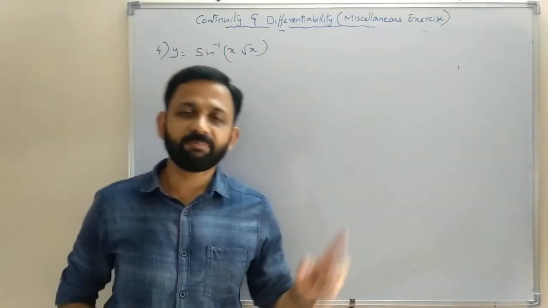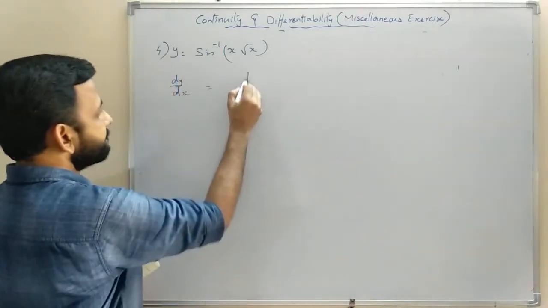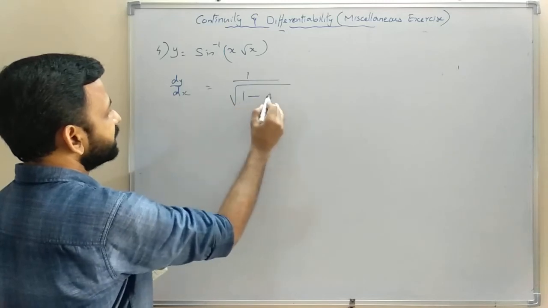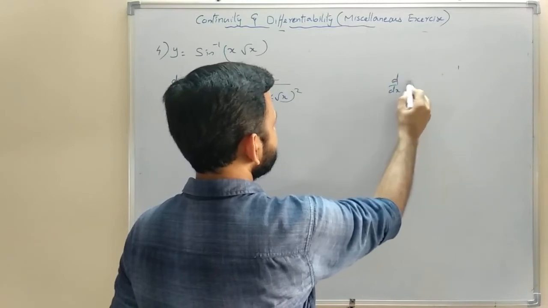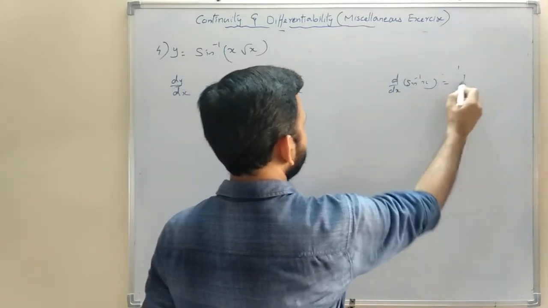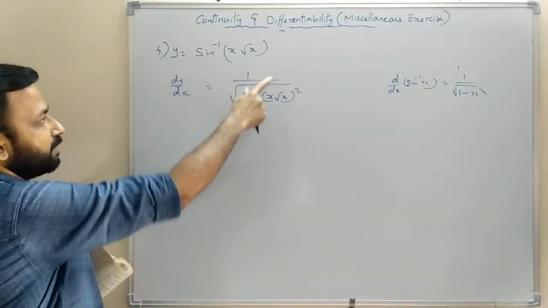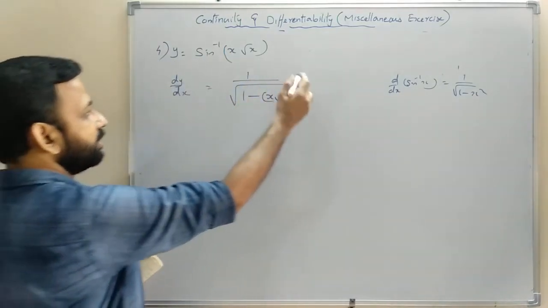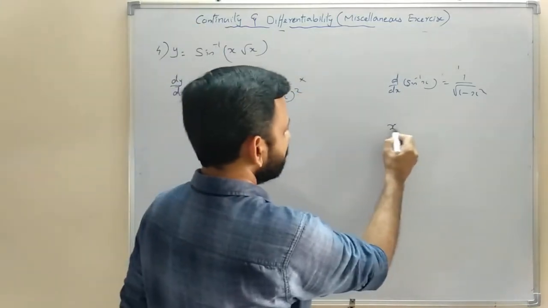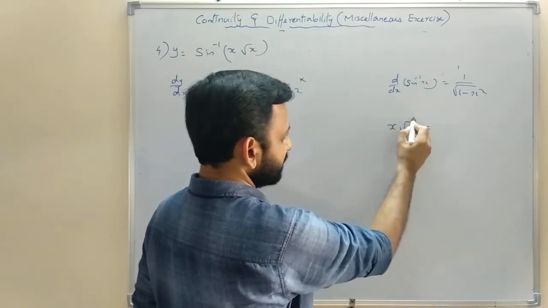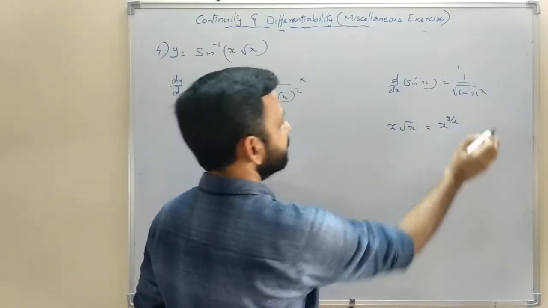d by dx, we will apply the chain rule. d by dx of sine inverse x is equal to 1 upon under root 1 minus x square. So d by dx of sine inverse of x root x is 1 upon under root 1 minus (x root x) whole square, into the derivative of x root x. x root x is equal to x raised to 1 into x raised to 1 by 2, that is x raised to 1 plus 1 by 2, that is x raised to 3 by 2.